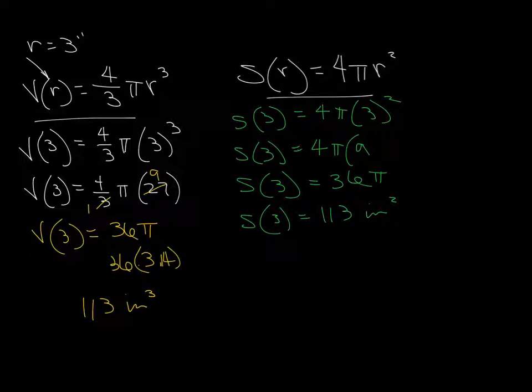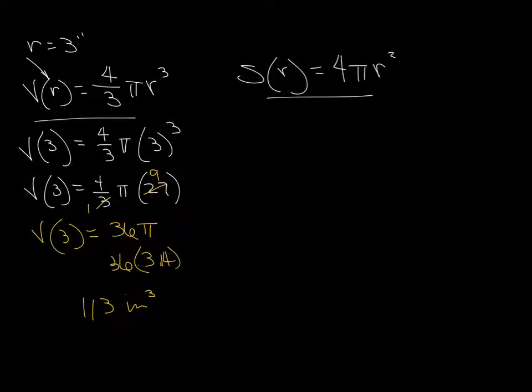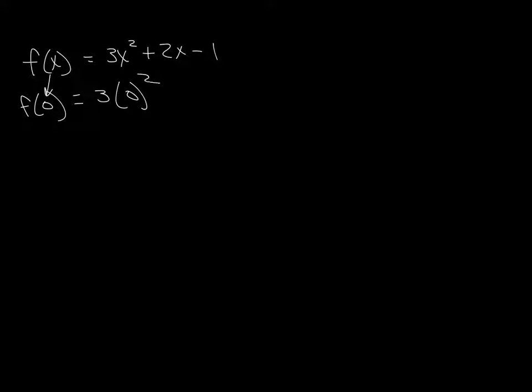Alright, let's jump to example number 5. Number 5 says, if the function f of x equals 3x squared plus 2x minus 1, find f of 0. So all that means is we put a 0 in for this x, we put a 0 in for every other x. And I'd like you to do it this way.